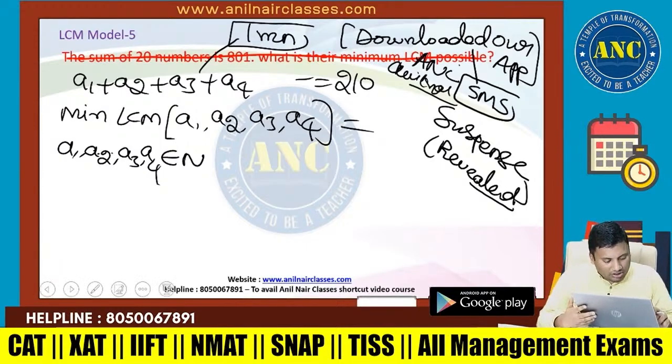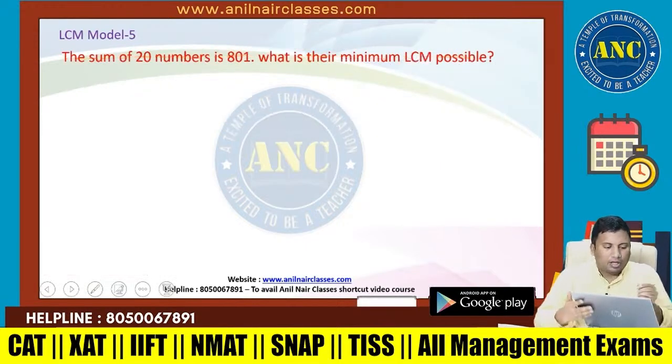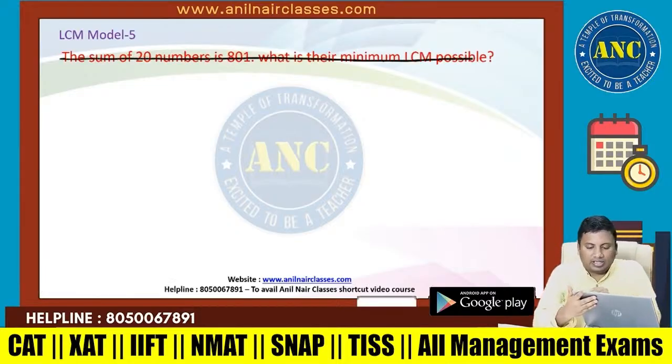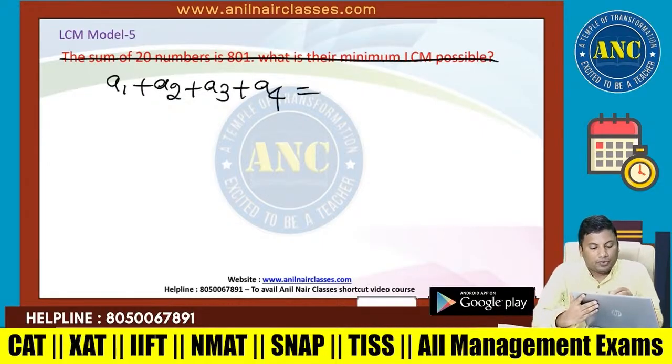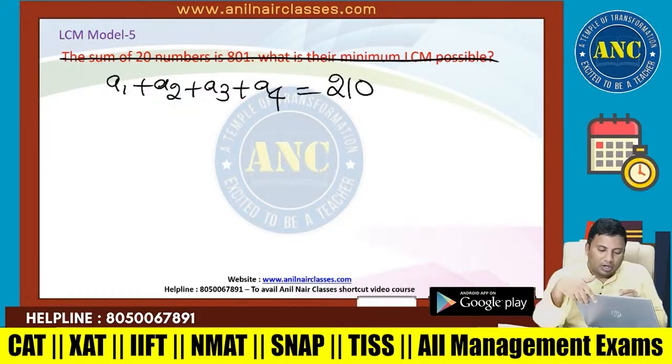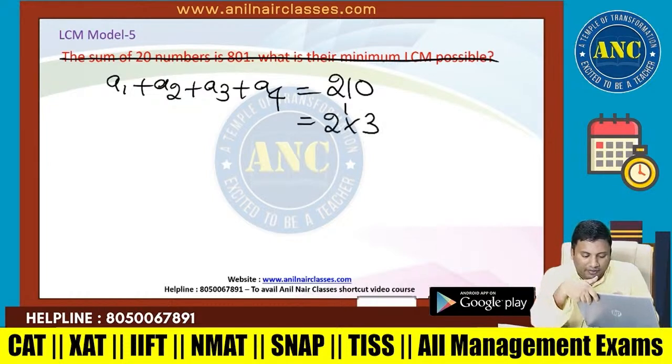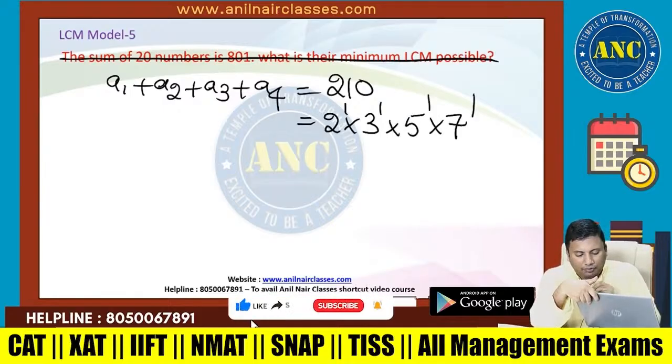Now we will solve this question. Once we understand this question, this is easy. A1 plus A2 plus A3 plus A4 is equivalent to 210. Most of you are thinking right. 210 is nothing but 2 into 105. 105 is 3 into 5 into 7.